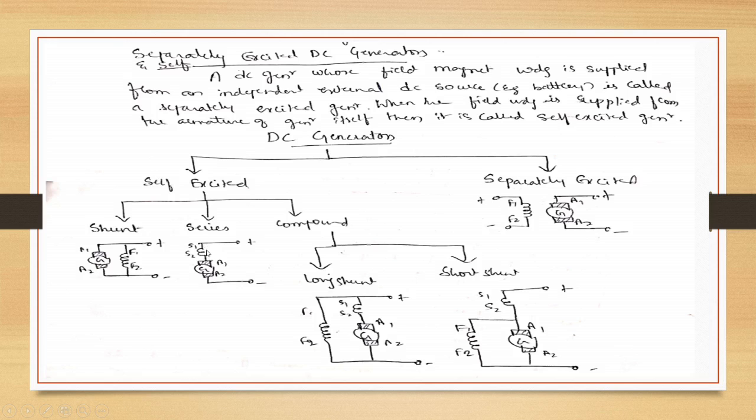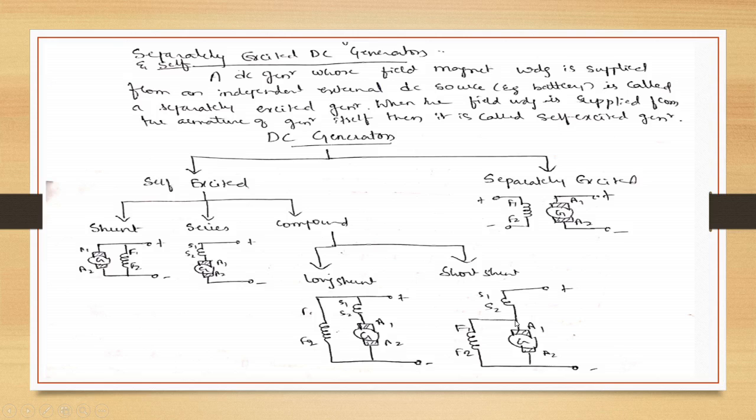When the armature winding is in series with the field winding, it is called a series generator. And if both series and parallel connections are there, it is a compound generator. Under compound we have long shunt and short shunt. In this diagram you can see this is a series winding, and this is the shunt winding. If they are connected at one point like this, then it is long shunt.